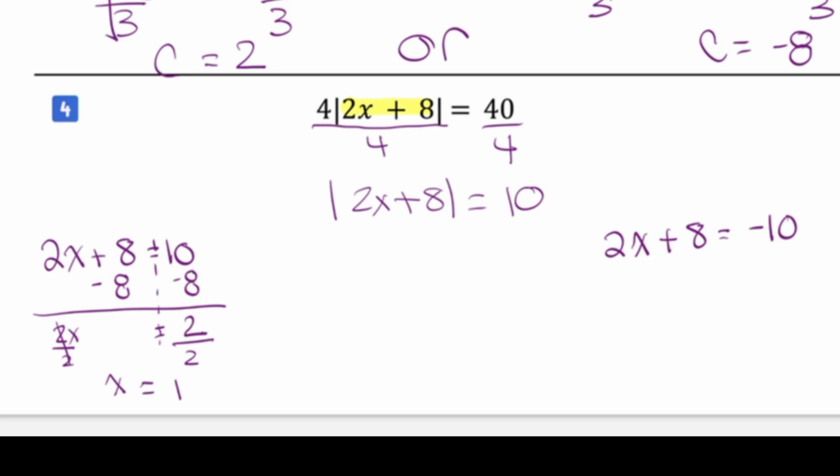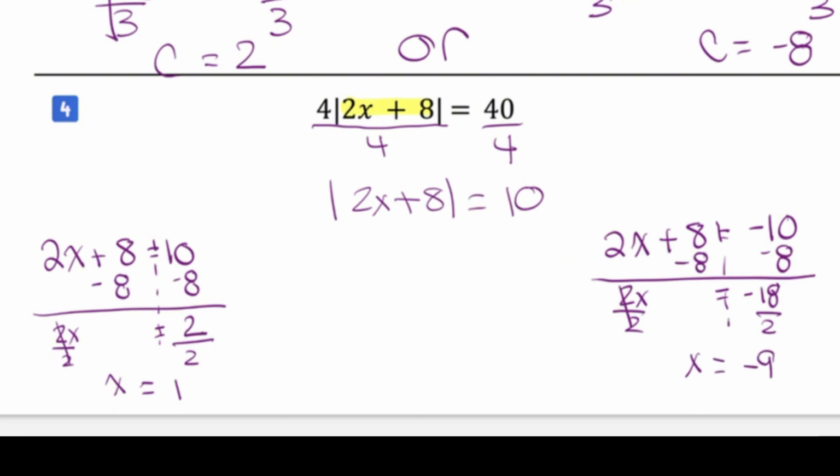To solve my other equation, again I will make my fence. The opposite of adding 8 is subtracting 8. I'm going to bring down the 2x. Negative 10 and negative 8 is negative 18. Use a calculator if you are unsure of your integer work. The opposite of multiplying by 2 is dividing by 2. I'm getting x equals negative 9. So now I have x equals 1 or x equals negative 9.